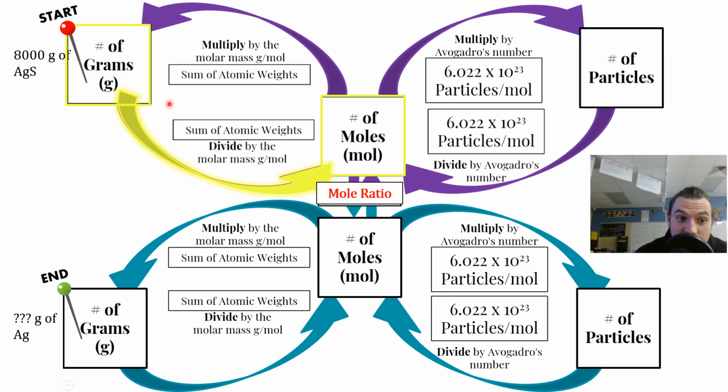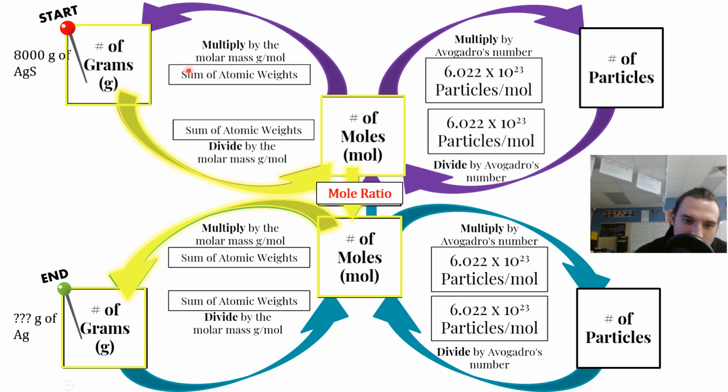We'll first have to divide by the molar mass of AgS. Then we will have to make use of the mole ratio to convert from moles of AgS into moles of silver. So now we're on the bottom half of this diagram where silver is. Then our last step will multiply by the molar mass, right? Not the same molar mass that we used up here. Okay, so we'll divide by the molar mass of AgS, silver sulfide, but we'll multiply by the molar mass of just silver. Okay, so this is our path that we charted.